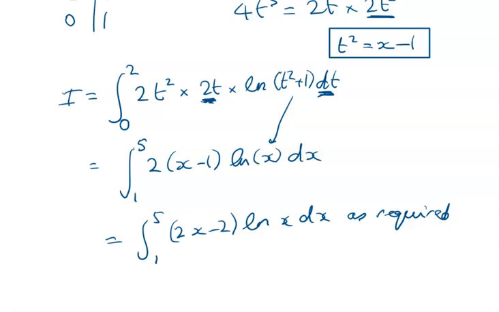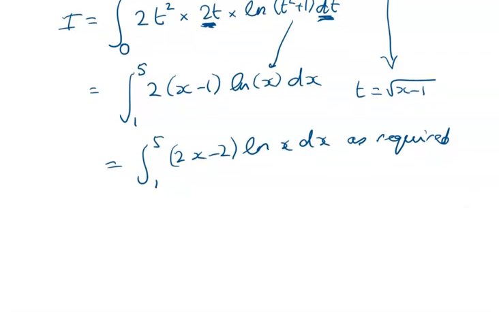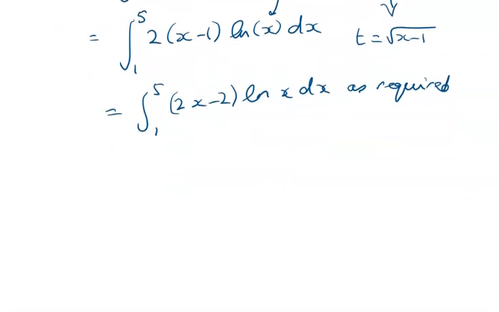Things that I saw that were really time wasting were, for example, getting t is equal to the square root of x minus 1, and then having a whole bunch of square rooty stuff that just needed more algebra. Every time you put in unnecessary algebra, you increase your chances of mucking it up. So let's get on with it now and integrate this.